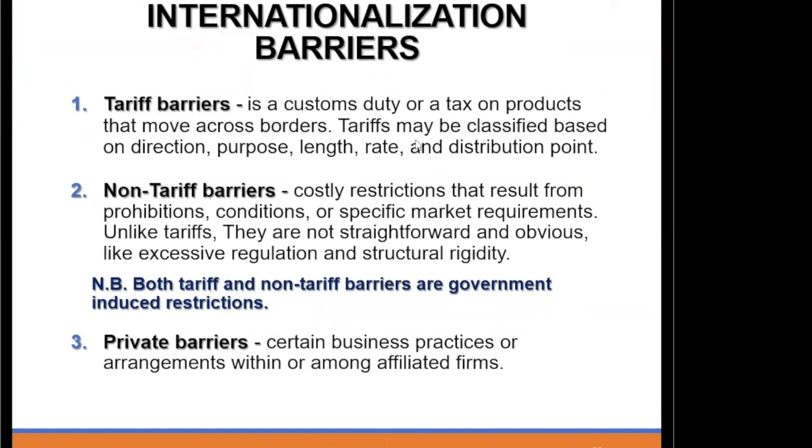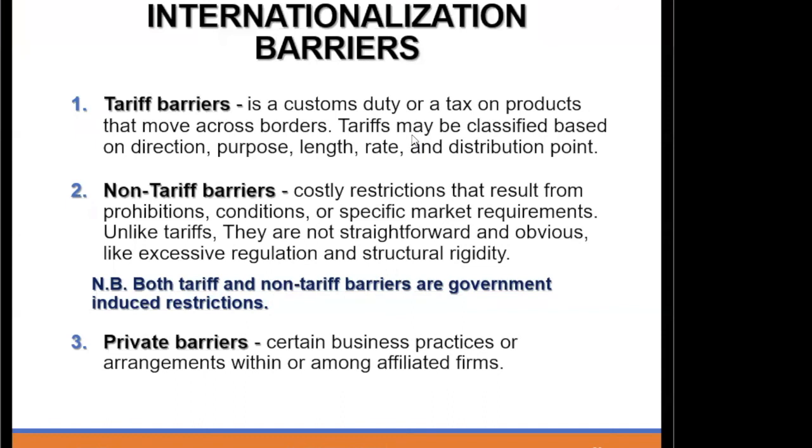Now, the tariff barriers have to do with the customs duties or the taxes that they place on products and services as they move across borders, right? And these can be classified in different forms depending on the direction of movement of these items, the purpose for which the items are being moved, the length, the rate, and then the distribution point at which these items are dispersed. And that is for tariff barriers, which we will break down momentarily.